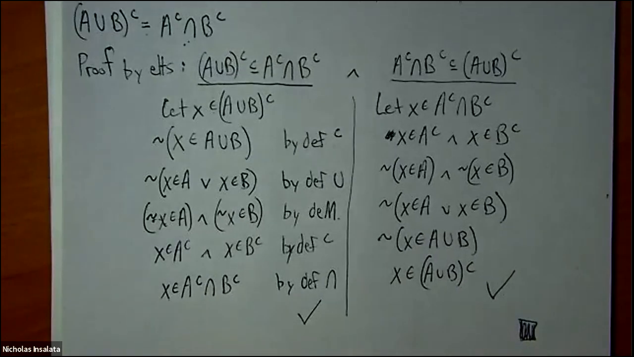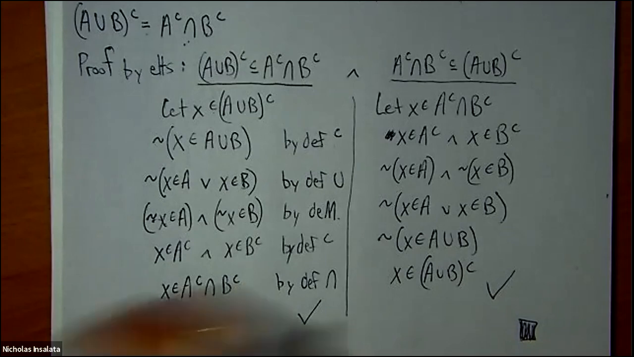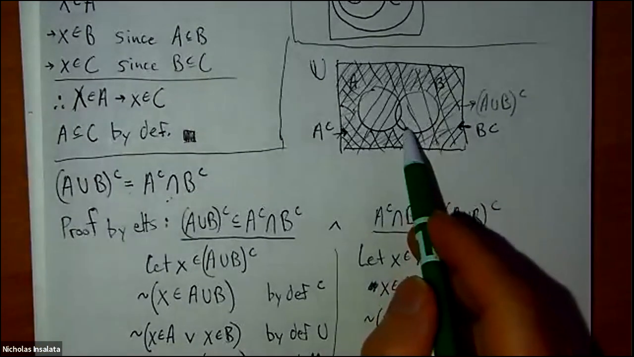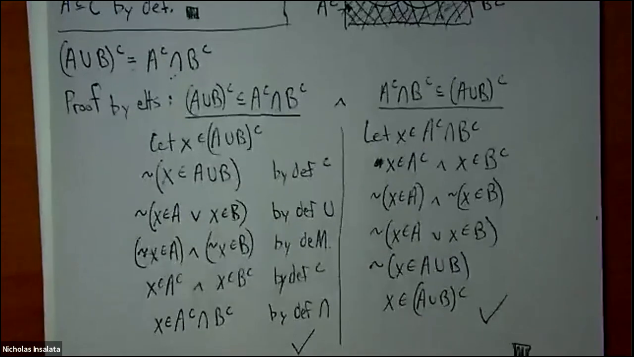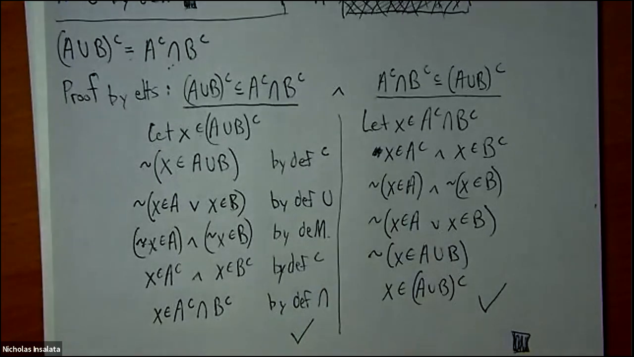What do you guys think? Not as nice as the Venn diagram proof up here. That one's a little prettier, I think. This one's kind of gross, but it works either way. Y'all happy with that? Any questions?